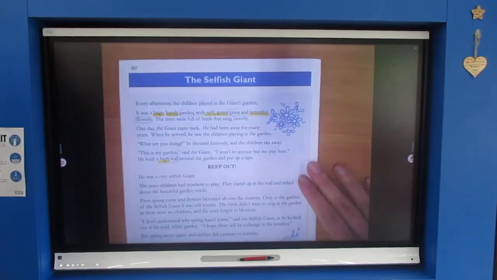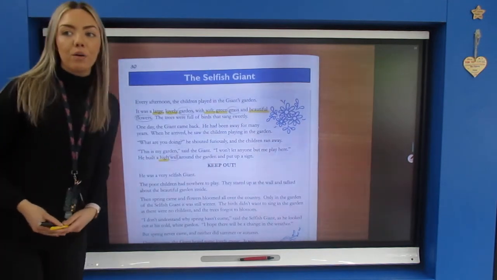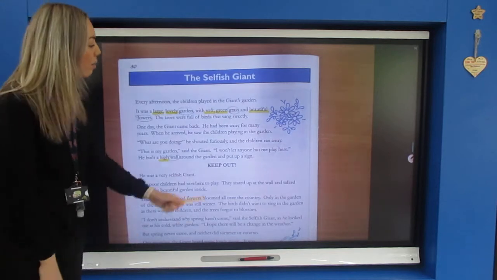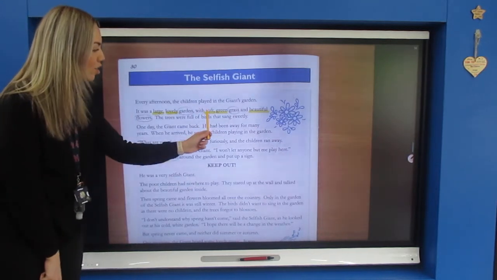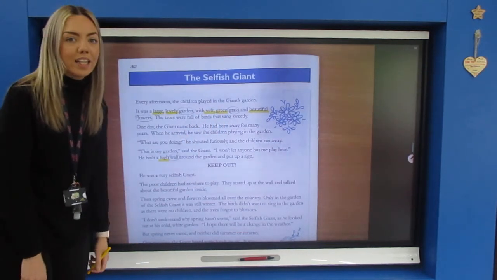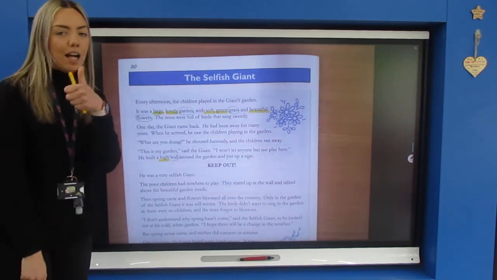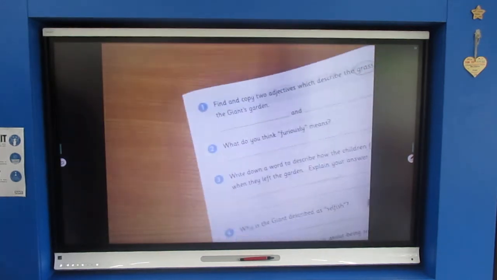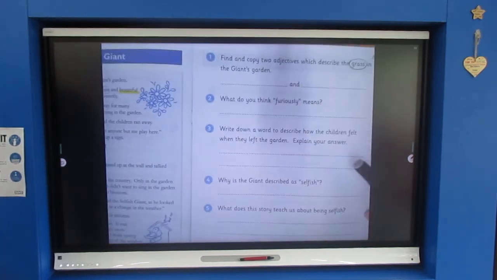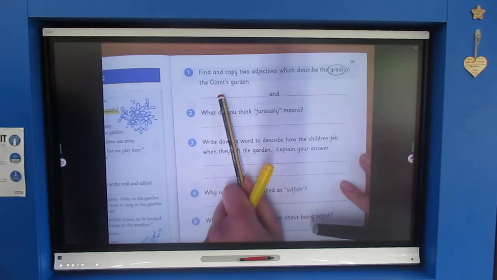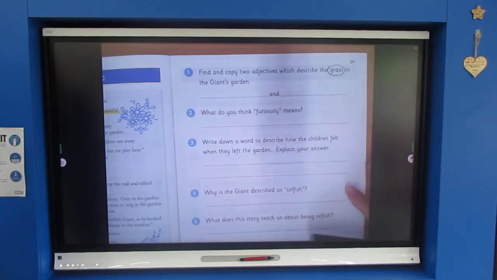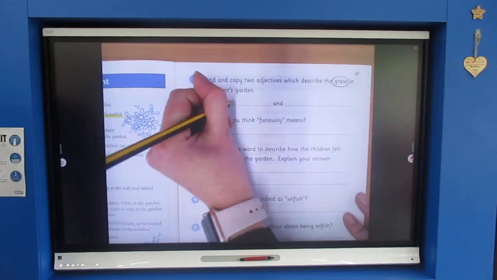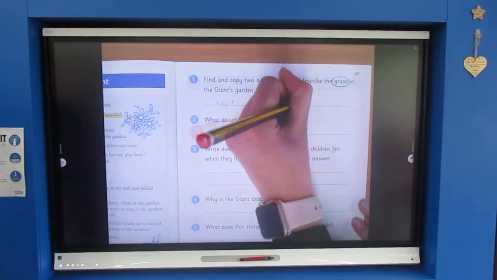So let's go back to our text. We're looking for the noun grass. It's here, and we can answer the question straight away now because our 2 adjectives are soft and green. So all of our hard work has helped us to answer that question really quickly. Brilliant. So here we can now put soft and green, and straight away we have the answer to question number 1.